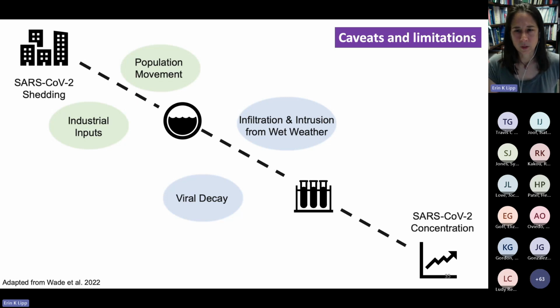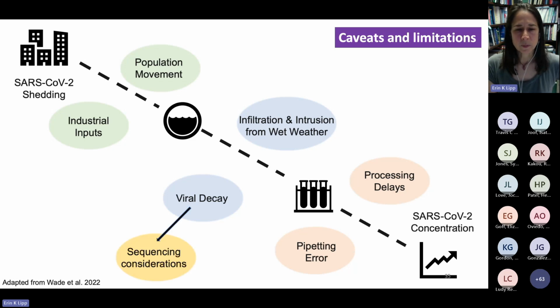Again, we've got infiltration and intrusion from wet weather. The virus can decay, so depending how long it's taking, how far it's moving through that treatment line or that conveyance line, you're going to lose some virus. When you get to the lab, of course, there could be any number of things that happen. Processing delays, supply chain issues. You don't have pipette tips, pipetting error. These are the things that go into remembering the imperfections in the system.